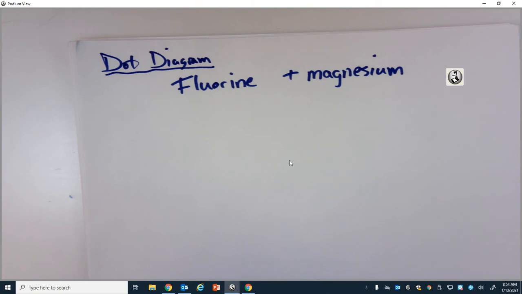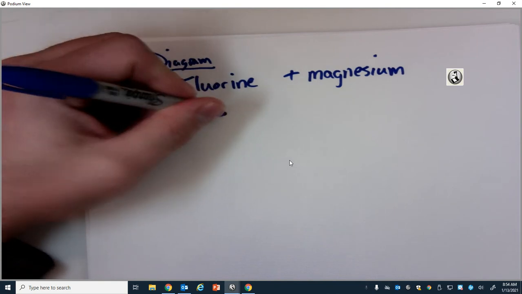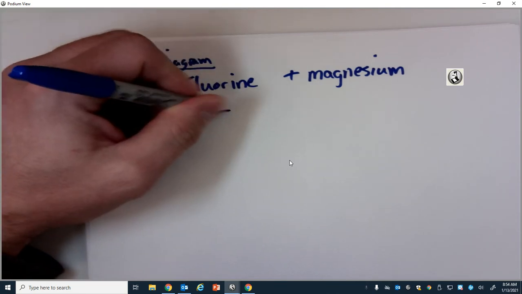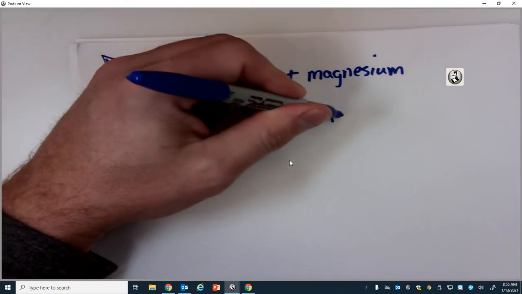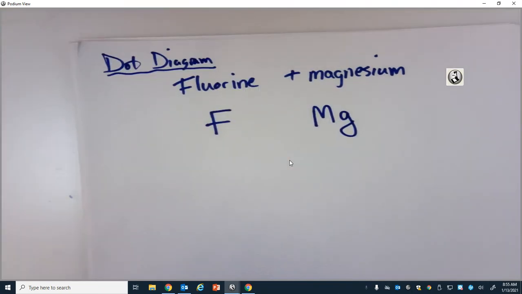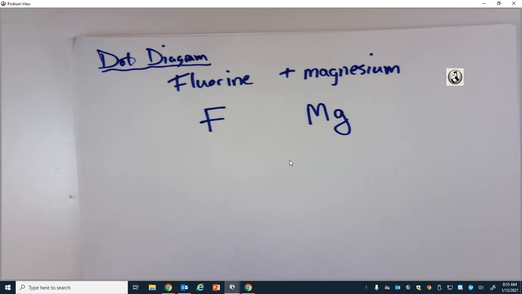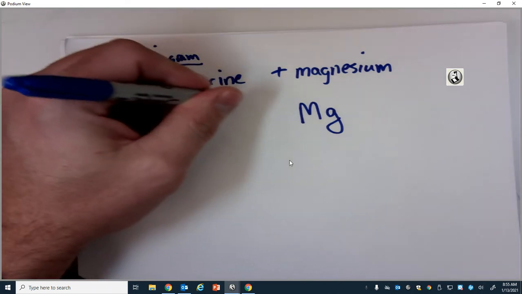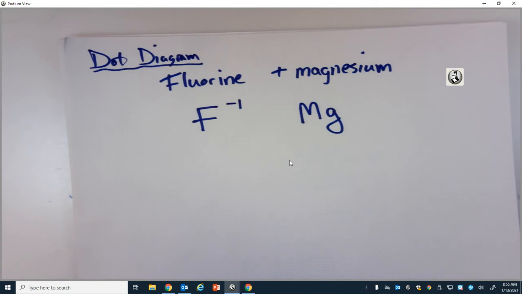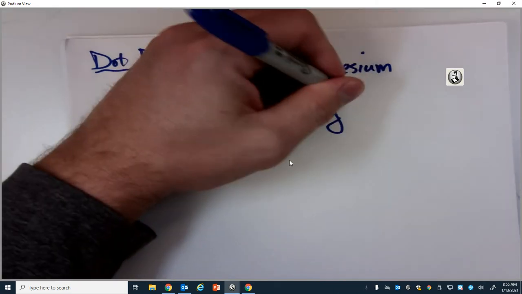First things first, you have to get the symbols for these. This is where knowing your elements is helpful. But if you look up, fluorine is symbolized F. Magnesium is symbolized Mg. The next thing you need is their oxidation numbers. If you look up on your periodic table, fluorine's oxidation number is -1. Magnesium's oxidation number is +2.